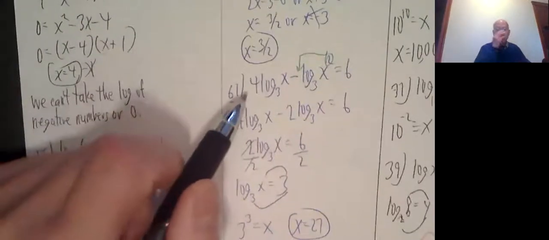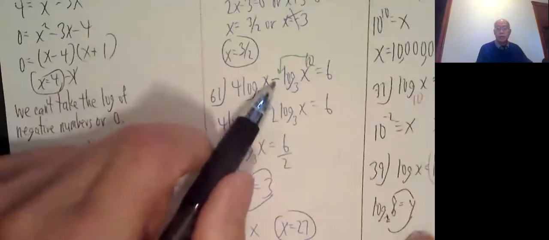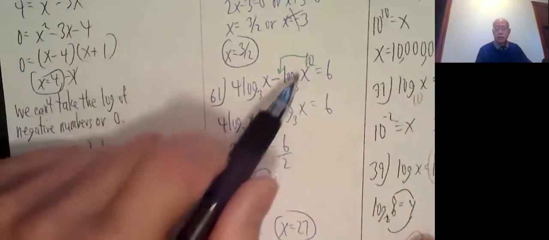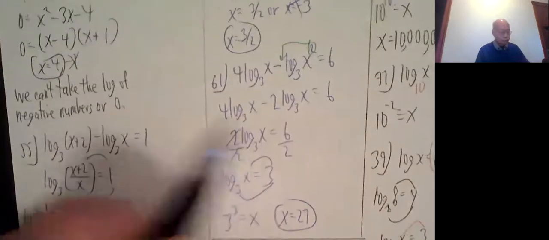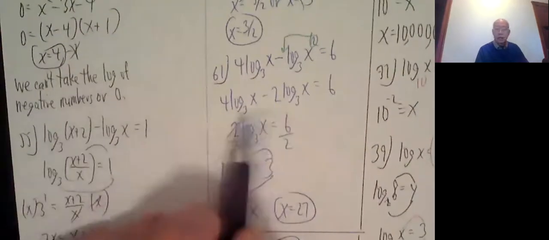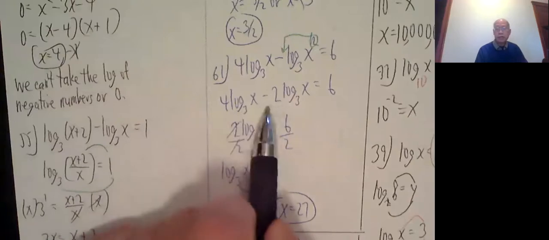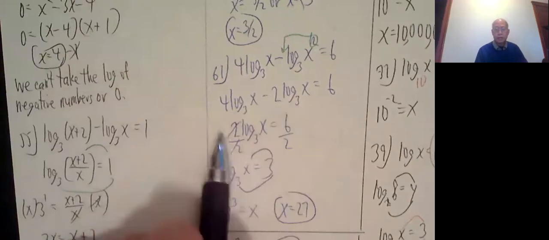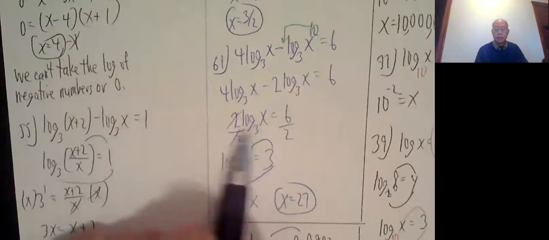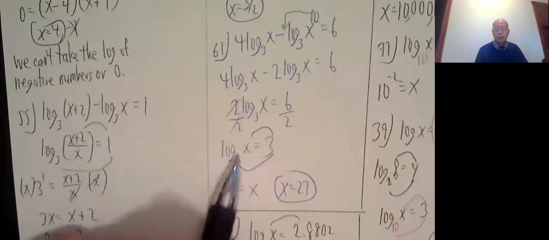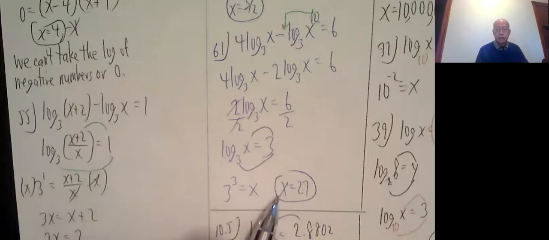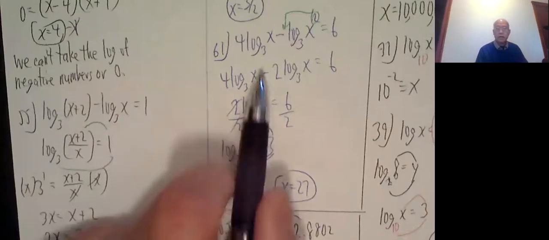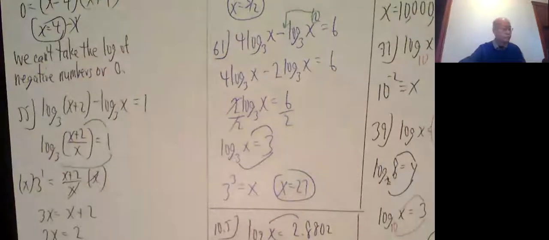Okay, 61, 4 log base 3 of x minus log base 3 of x squared. So first I'll bring the 2 in front. So it looks like this. And now I can combine these like terms. 4 log base 3 of x minus 2 log base 3 of x is 2 log base 3 of x. Divide both sides by 2. Log base 3 of x is 3. Unscramble it. 3 cubed is x. So x is equal to 27. And double check, 27 is fine. Right, so this was section 10.4.